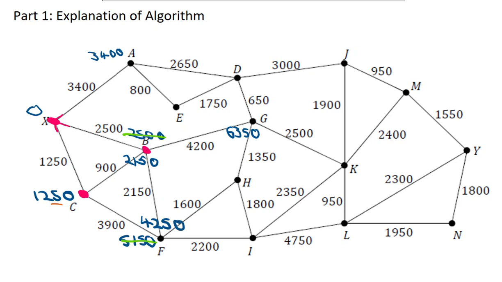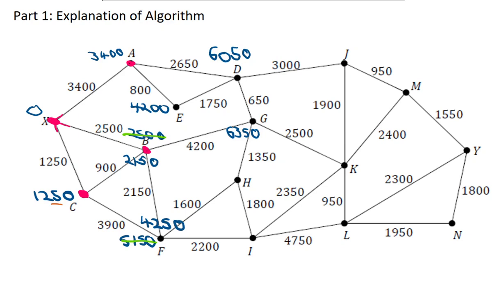And so now the current nodes that we can do something from are A, G, and F. Which one of those is the smallest number? It's A. So we then calculate A to D and A to E. So A to E is 4200 and A to D is 6050. And we mark A as visited. We don't need to consider that again.